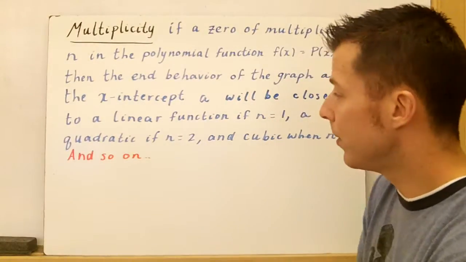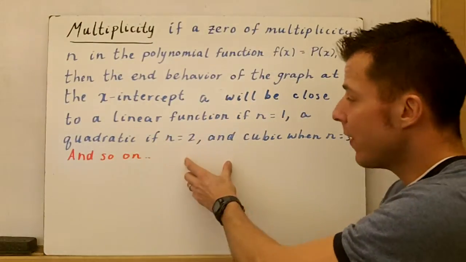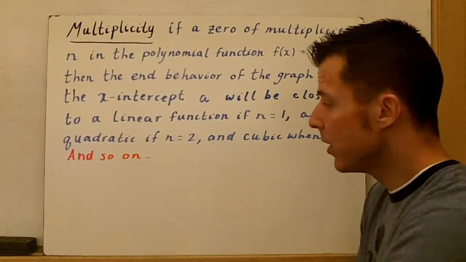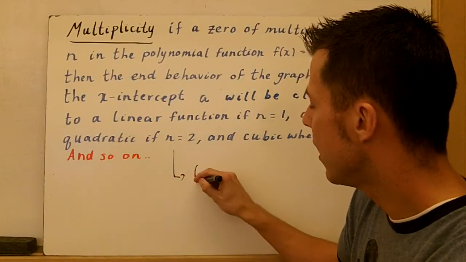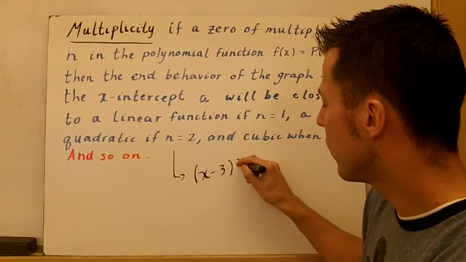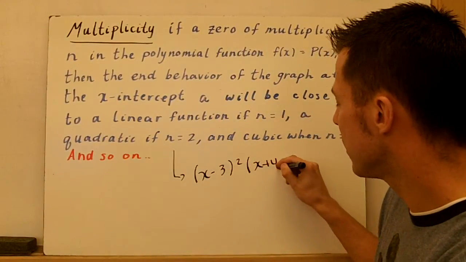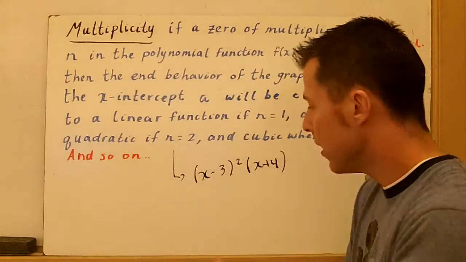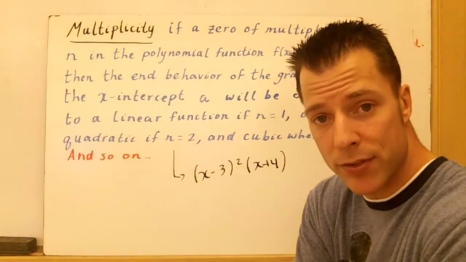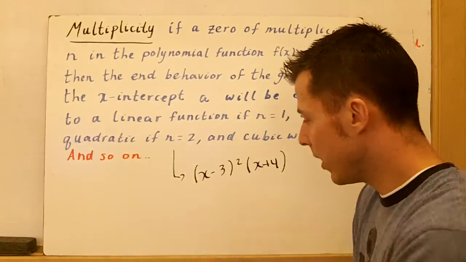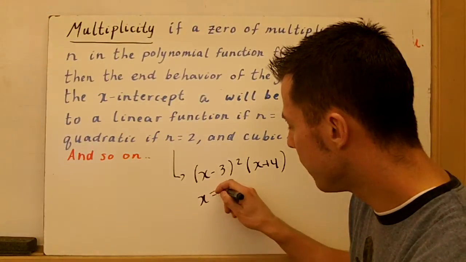However many times a factor repeats, the zero is going to behave like that many times. For example, if I have a factor that repeats twice, let's have x minus 3 squared times x plus 4. Let's just say that's my polynomial. This would be a multiplicity of 2 because the factor repeats. So the zero here would be 3.